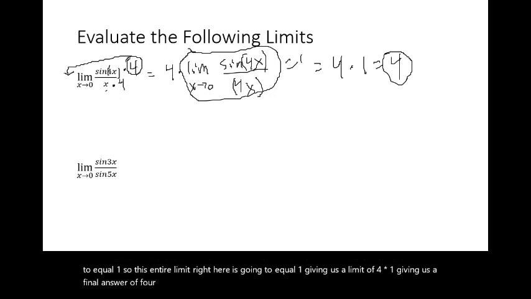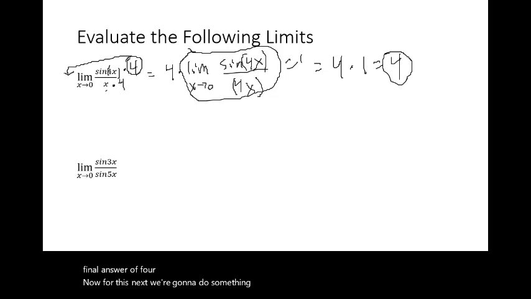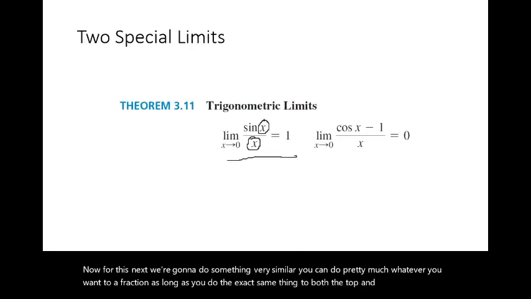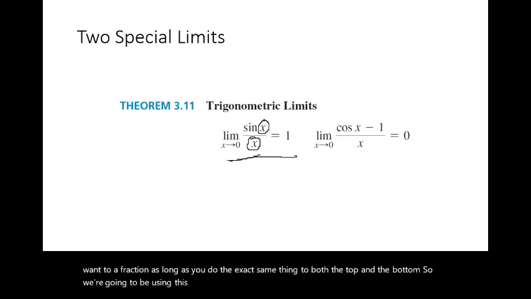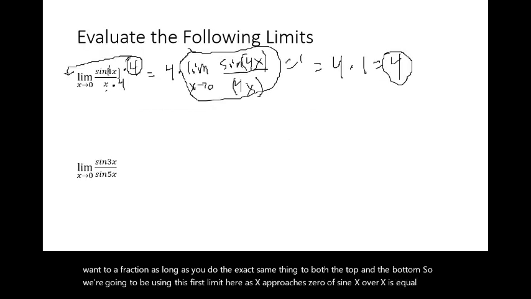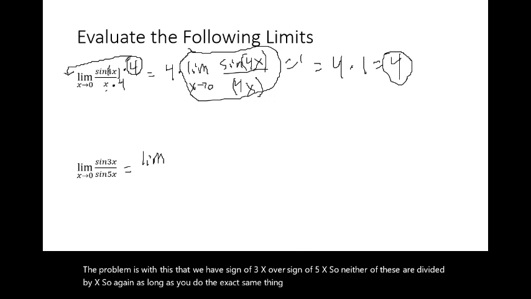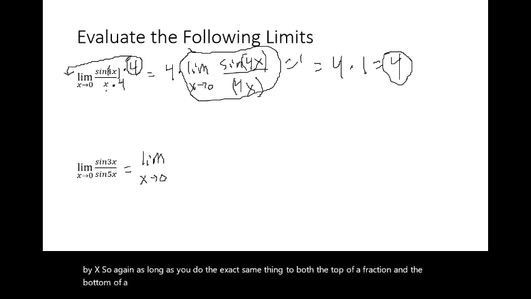Now for this next one, we're going to do something very similar. You can do pretty much whatever you want to a fraction as long as you do the exact same thing to both the top and the bottom. We're going to be using this first limit, as x approaches 0 of sine x over x is equal to 1. The problem is that we have sine of 3x over sine of 5x, so neither of these are divided by x. Again, as long as you do the exact same thing to both the top of a fraction and the bottom of a fraction, you can do almost anything you want.